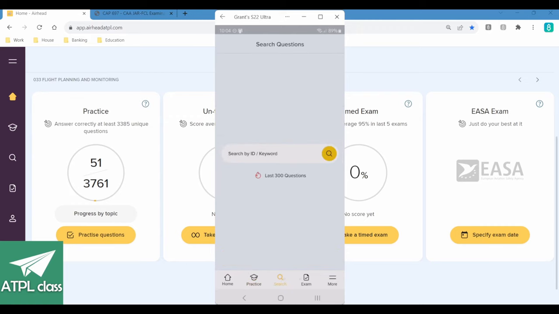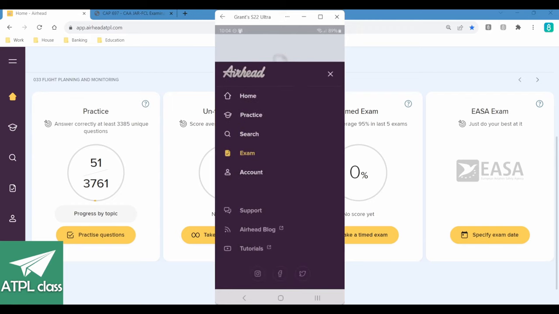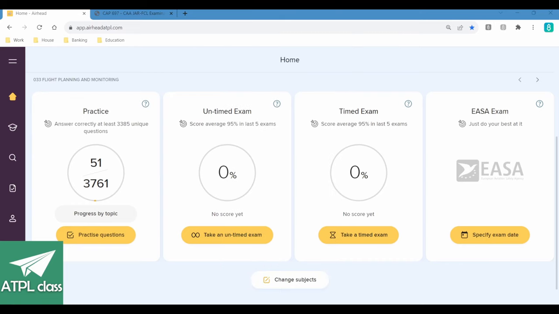You can see all the main features of a question bank: your search function, your exams, the main menus. You can see home, practice, search, exam, account are the same that we get on the main website, which is here. So obviously on the main website, we've got home, practice, search, exam, and your account. And for my setup today, we're just going to be doing a practice. So we'll practice some questions.